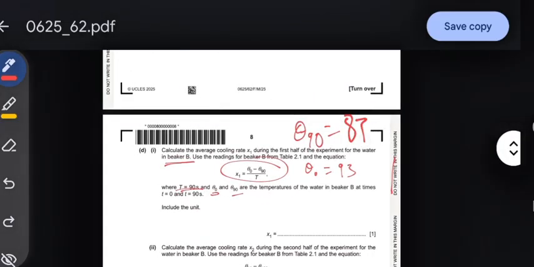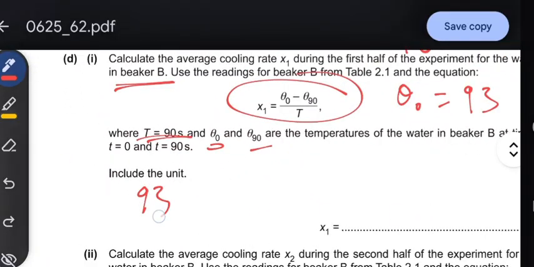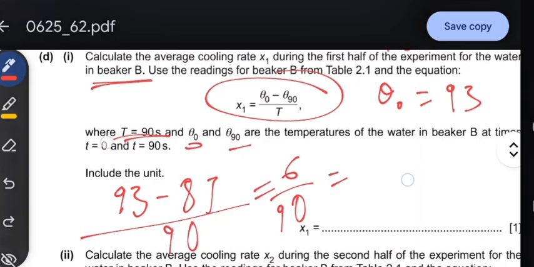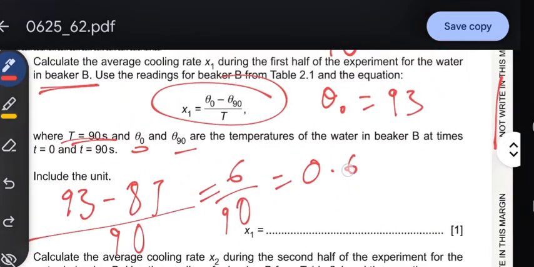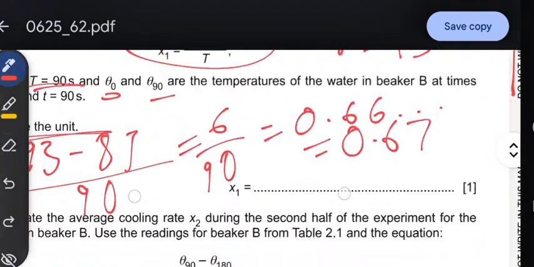So what we have to do is subtract: 93 minus 87 over 90. You will get 6 over 90, which is equal to 0.66666. You can round it off to 2 SF, 0.67. You also have to include the unit. Don't forget it, or you will not get the full 1 mark.